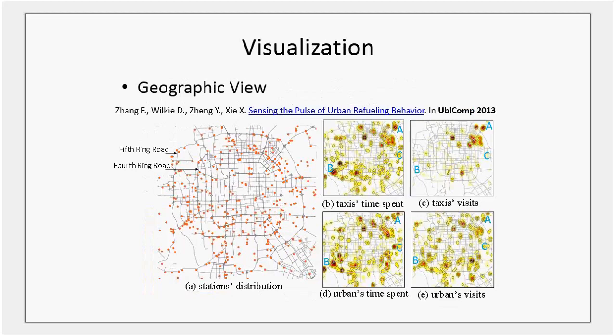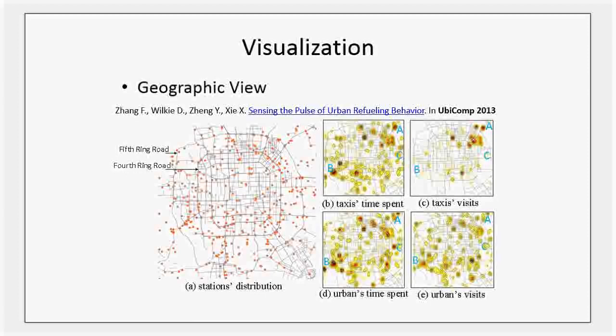This figure shows the results we have. I want to emphasize we are not inferring the gas consumption of taxi cabs. We are using taxi cabs as sensors to infer the gas consumption of all the vehicles in the city. So let's compare the heat maps of the two results. Figure B shows the time spent by taxi cabs, and figure D shows the time spent by all vehicles. You can see the difference. Figure C shows the heat map in terms of taxi visits, and figure E shows the urban visits, that means all vehicle visits. There are some regions where we found there are no taxi cabs, for example, in region A. But in terms of the total number of vehicles here, it's not many. So that's the value of our research.